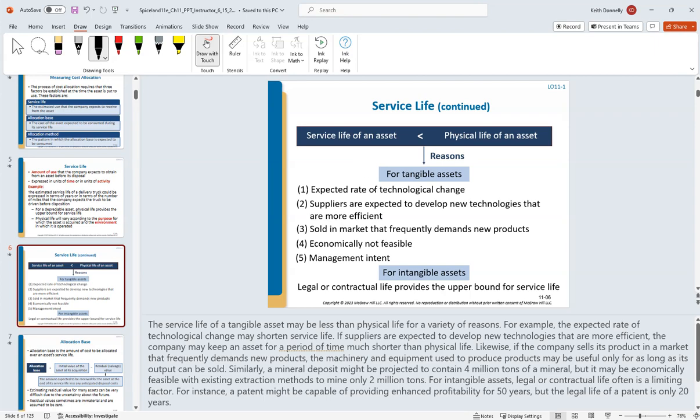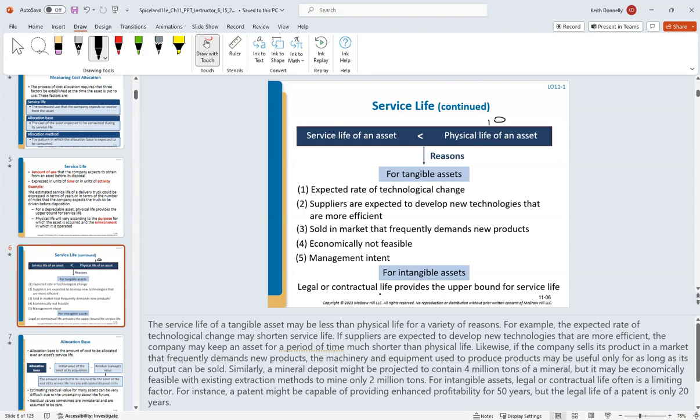Maybe there's technological change. Maybe we buy a computer. This computer physically could last 10 years. But if you ever buy a computer, the functionality of it might be only 3 or 4 years before that thing's outdated. It's not really running at the speed or has the appropriate technology for what we need in the business.